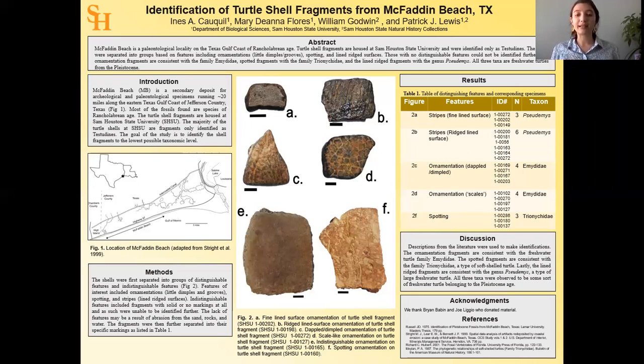So all three of these taxa were freshwater turtles, which also happen to be part of the Pleistocene era, which coincides with the introduction, where we said that we should expect all of these specimens to be part of the Rancholabrean or Pleistocene era. This helps us reconstruct the environment and the ecology of McFaddin Beach during these timelines, and this gives us a much larger understanding and broader picture of the environment of McFaddin Beach.